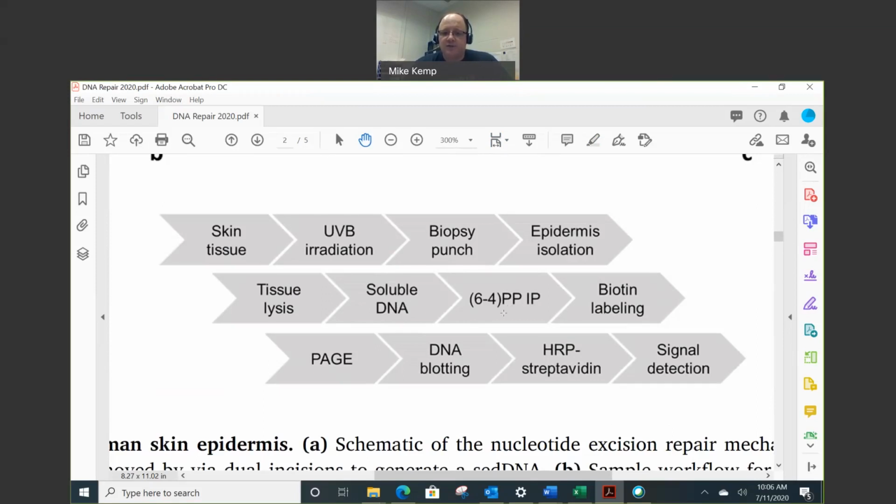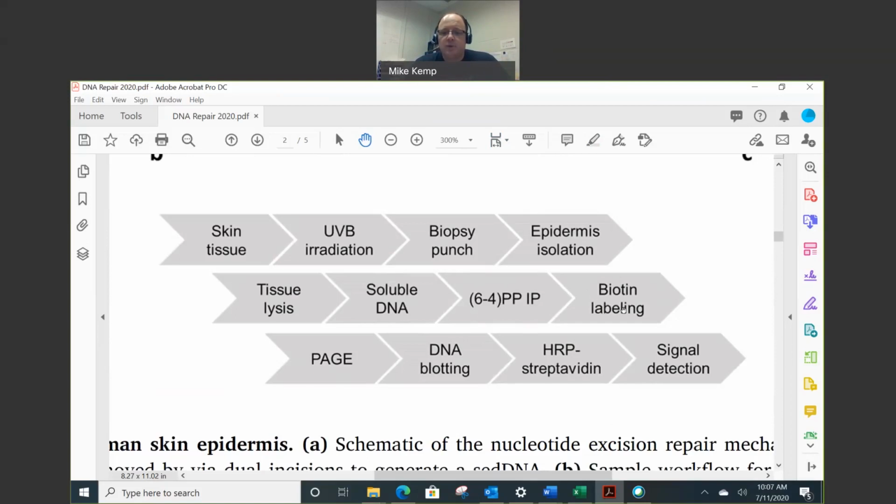UV radiation induces cyclobutane pyrimidine dimers, or CPDs, and 6-4 products. 6-4 products are maybe 20% or so, depending on the wavelength of radiation that gets induced by UV. CPDs are much more abundant, but they take a little bit longer to be repaired. They're not recognized as quickly as 6-4 products. So for the work here, we're going to focus simply on the 6-4 products since they are repaired more rapidly than CPDs.